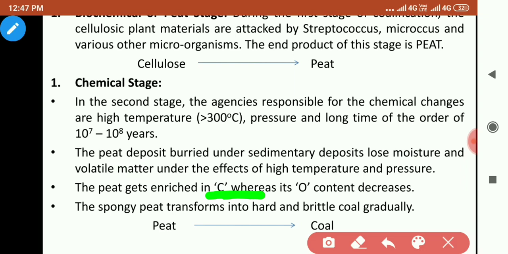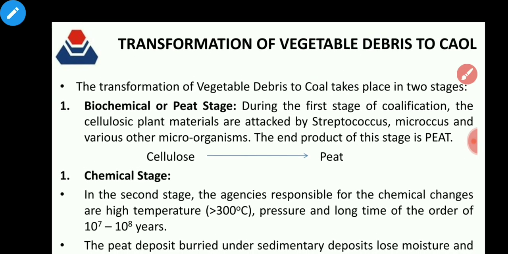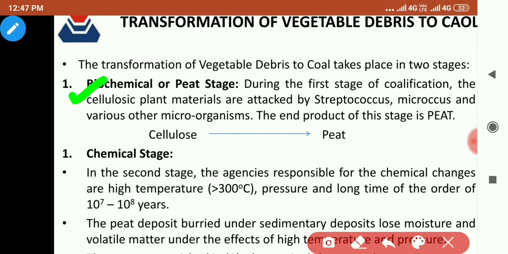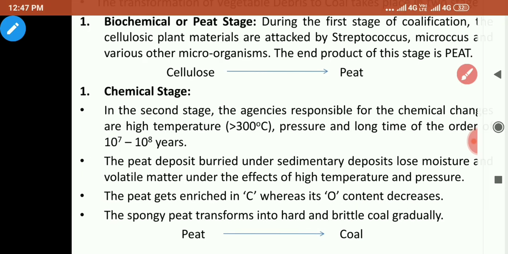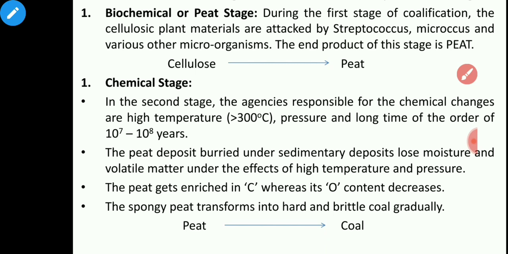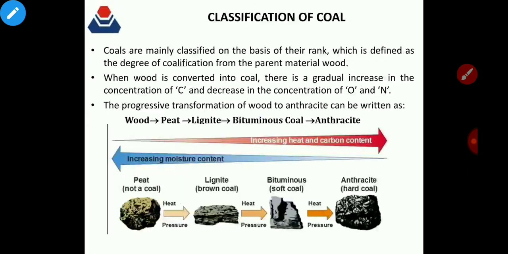Carbon content gradually increases, while the oxygen content gradually decreases. In this case, the spongy peat gets transformed into coal, which is hard and brittle, gradually. So what we have understood here is that during these two stages of coalification, the biochemical stage and the chemical stage, first cellulose is converted into peat, and then finally peat is converted into coal. So this is a two-stage process.